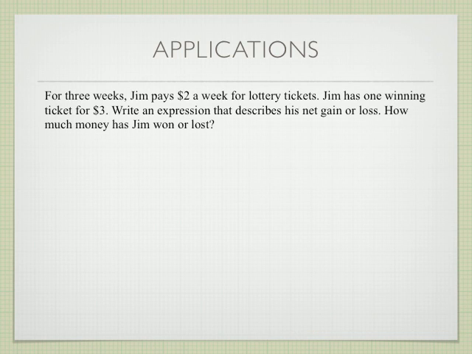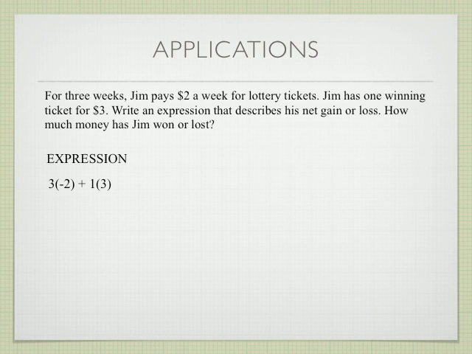For 3 weeks, Jim pays $2 a week for lottery tickets, and he has 1 winning ticket for $3. Write an expression that describes his net gain or loss. How much money has he won or lost? Okay, pause this and try to do it on your own. You should do that for all of these. All right, now that you're back, this one can be a little bit tricky. If you wrote 3 times 2 or 2 times 3, that's not right. Pause it and go back and figure out why.